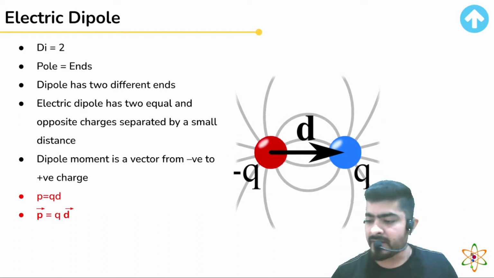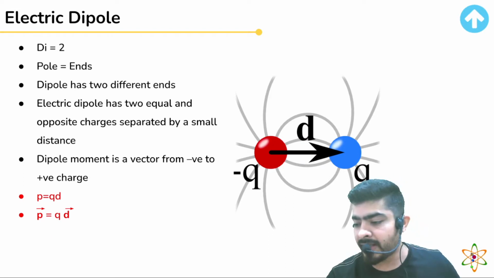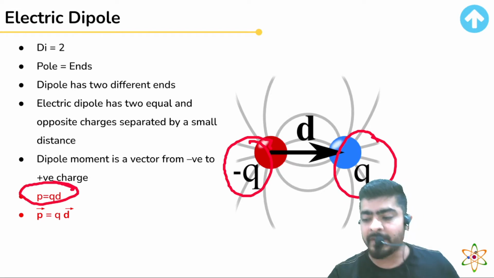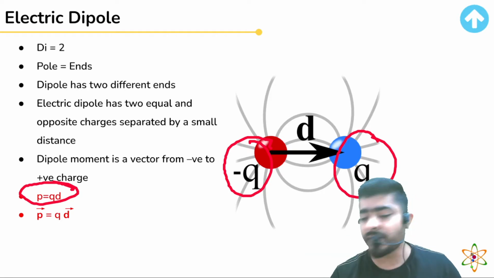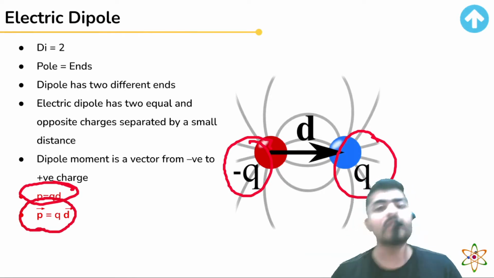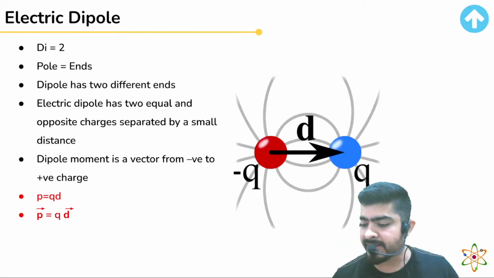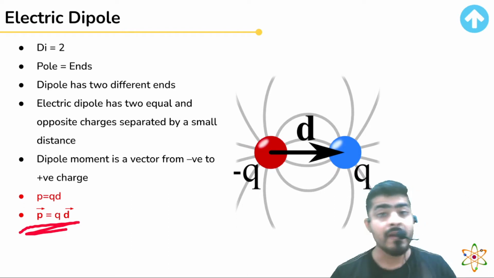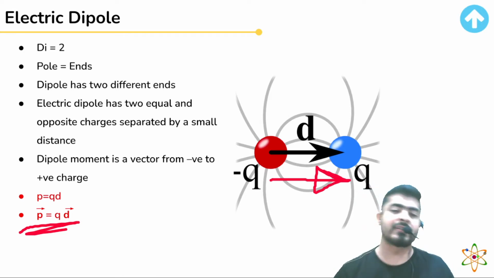Now dipole has got dipole moment. This is negative q charge, this is plus q charge. So the dipole moment can be defined by P equal to qd. All of you know this formula, right? But one more thing is there, that the dipole moment is also a vector quantity, given by the formula P vector equal to q times d vector. The dipole moment points from negative to positive charge.